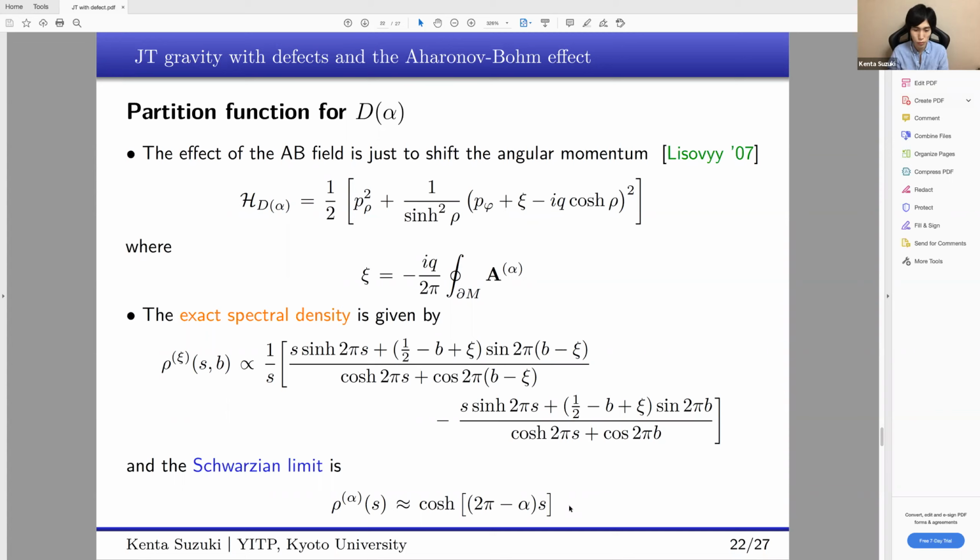So again, we can obtain this Schwarzian limit expression by many other methods, as I said before. Same as in the disk geometry case, but this exact expression is obtainable only in this charged particle picture. So this is the advantage of this charged particle picture.